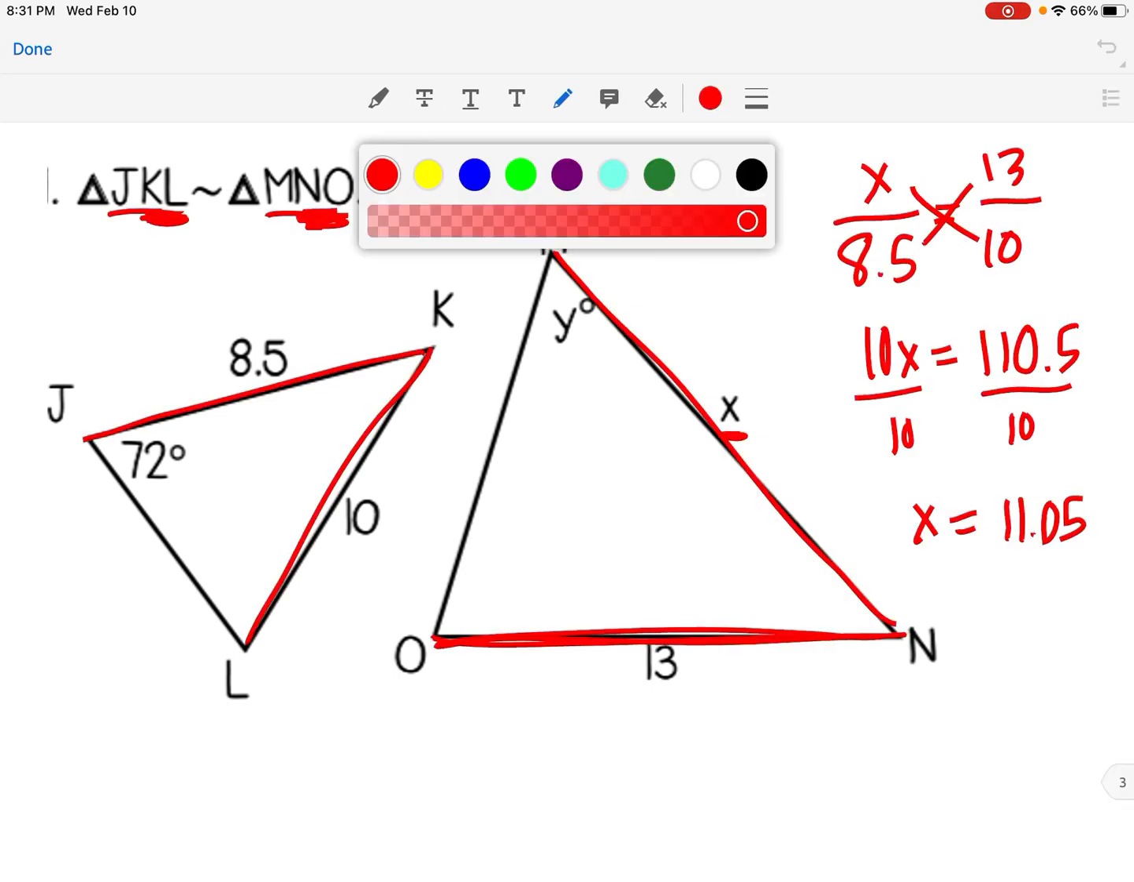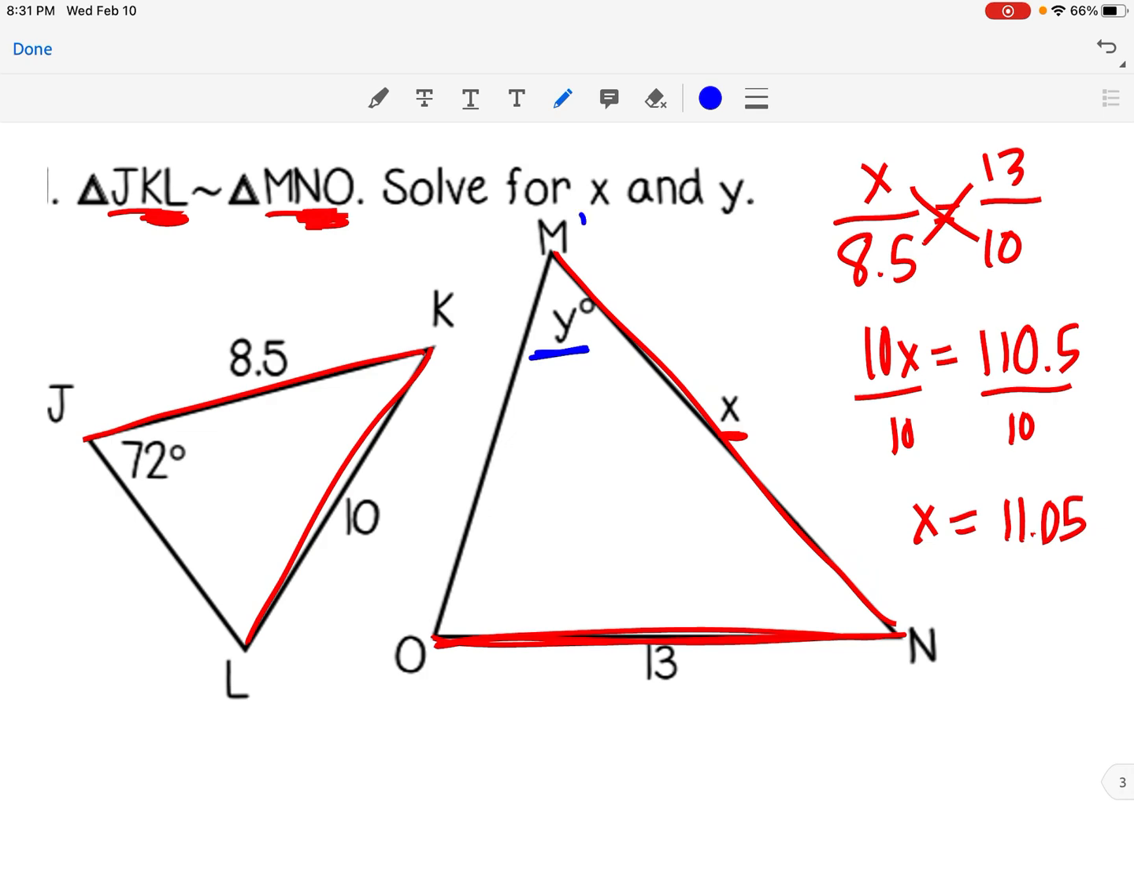And then we still have our y to solve for. So y is an angle, and that is angle M. Angle M corresponds with angle J. And you can see, you don't have to look at the similarity statement at the top. Sometimes you can see, just according to the shape of the triangles, which angles correspond with each other. So angle Y is going to be matching with J, so Y equals 72.